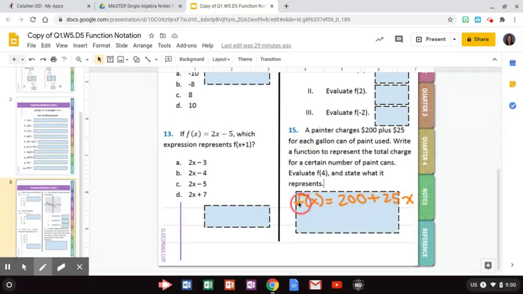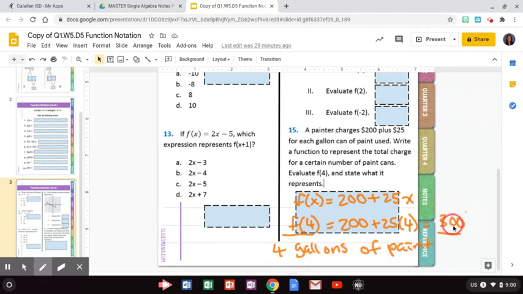Now, if we have to find f of 4, that means input a 4 for your x. So 200 plus 25 times 4. So if I had to work that out, I would get 300. What does this mean? What is the f of 4 and what does the 300 stand for? Well, the 4 stands for 4 gallons of paint. And the 300 right here stands for it would cost $300 for the painter to use the 4 gallons.